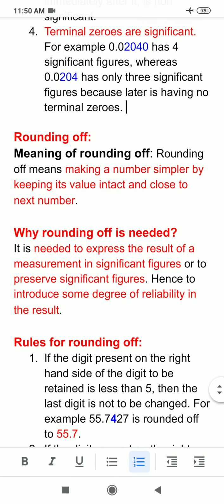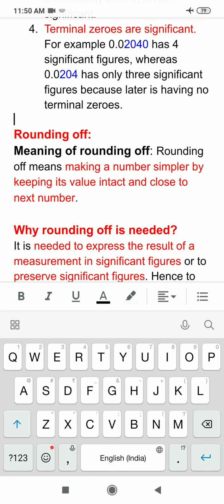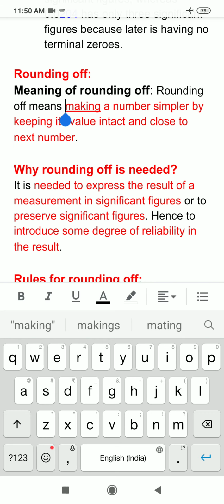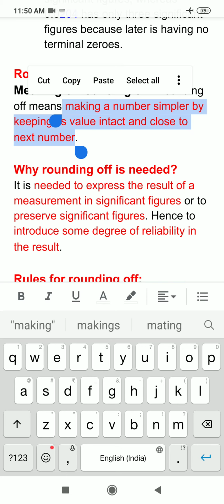So next I am coming to rounding off. Now what is the meaning of rounding off? Whenever you perform a measurement, you get certain results. But sometimes, to make your results simpler, you just round off your result. So what is the meaning of rounding off? Rounding off means making a number or result simpler by keeping its value intact and close to the next number.